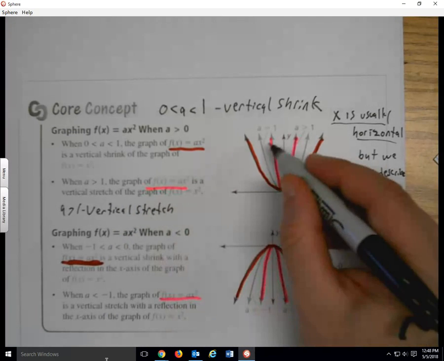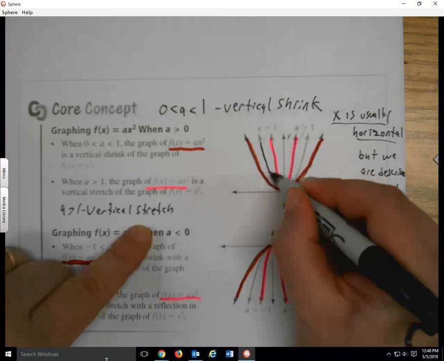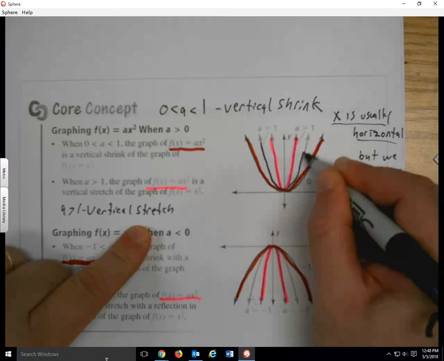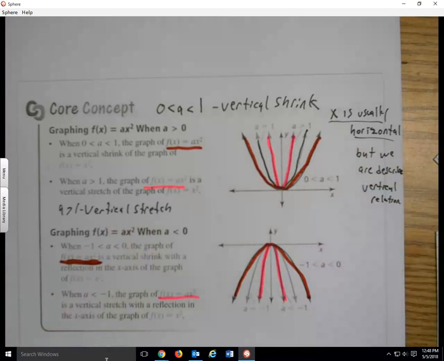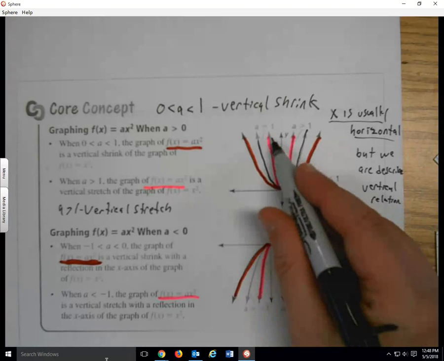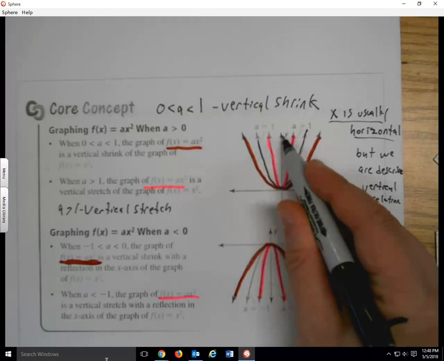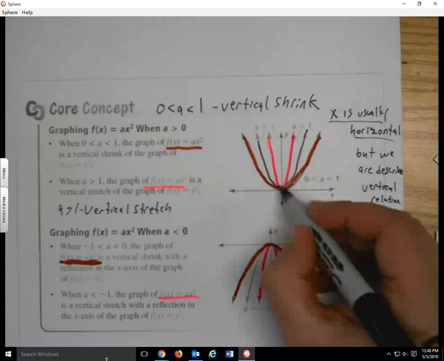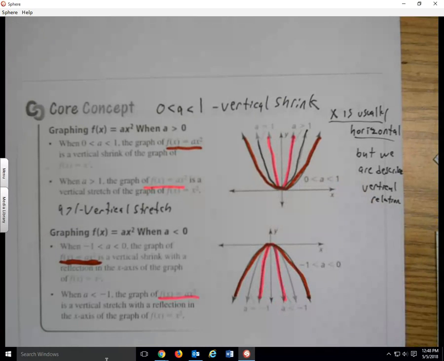So you look at the parent function, which is this one right here. An example of a vertical stretch would be this pink one. You see how it's stretching? It's like reaching towards this y-axis. That's why it's called a vertical stretch, okay? Any number greater than 1.